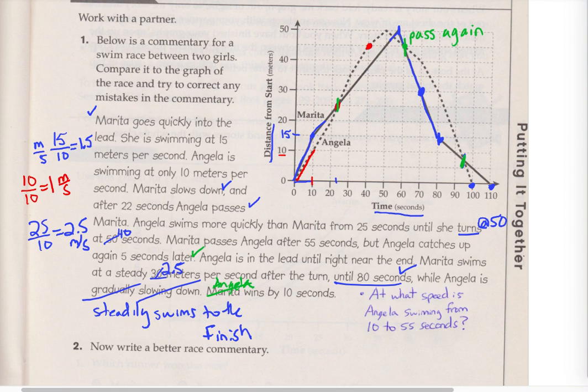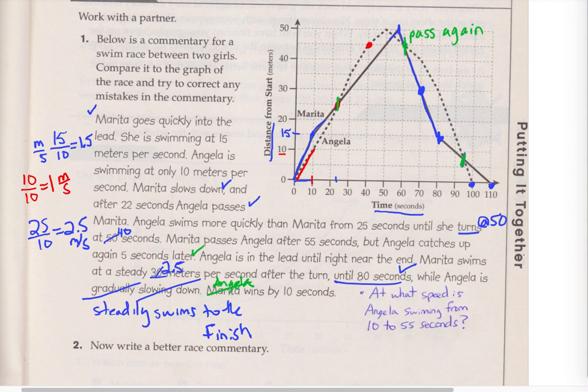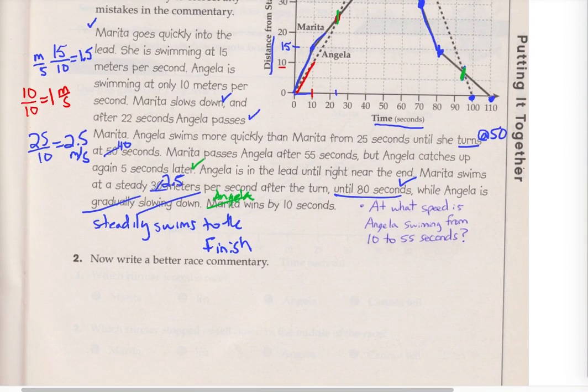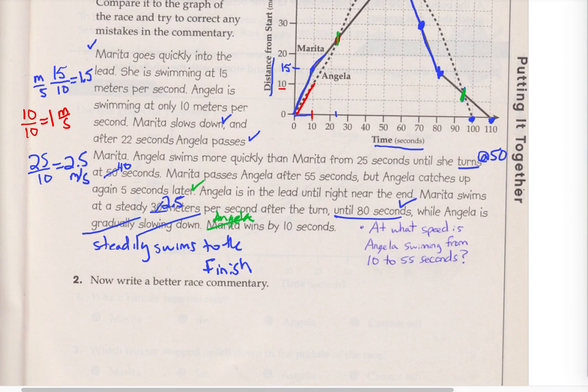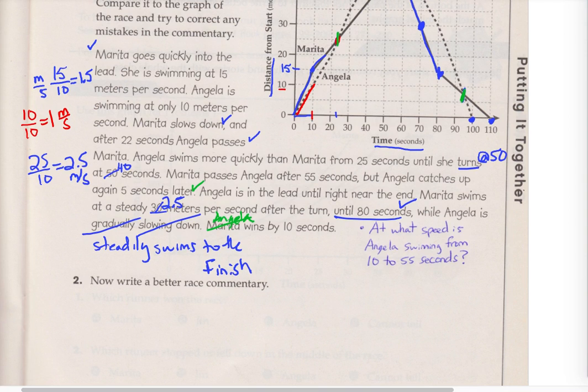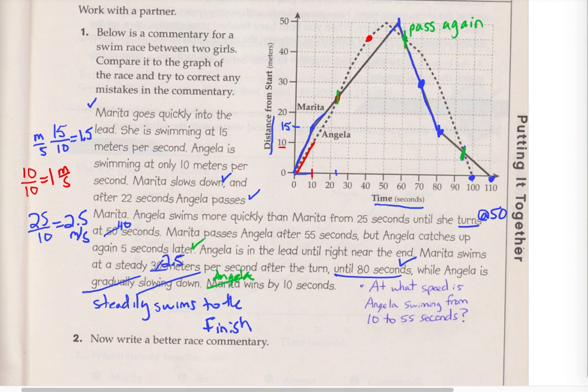Okay, so there's one graphical commentary. Let's look at another one now. We also saw how to compute speeds there. So let's look at this last question, I guess, before we leave this one. It says, at what speed is Angela swimming from 10 to 55 seconds? So Angela is the dashed line. I guess I'll use red because I was trying to color code this.